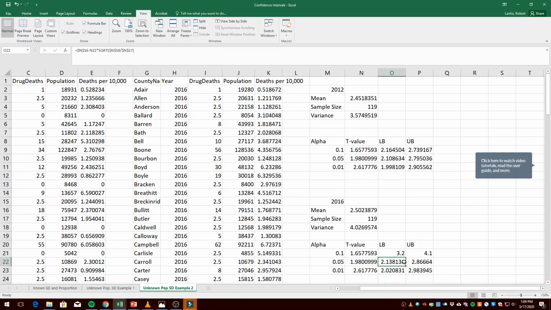But if they overlap, like they actually did, right, 2.13 is below the highest possible value for 2012. 2.13 is less than 2.79. So between those 2 values, the 2012 and 2016 means could be anywhere in there. So I don't know which one is higher than the other based off of the samples that I took.